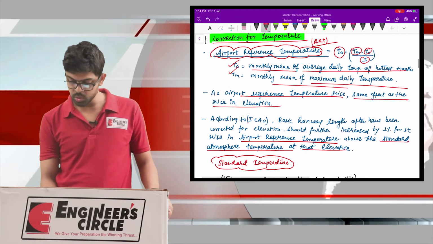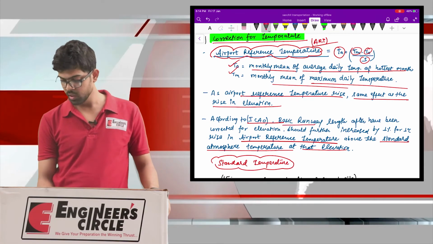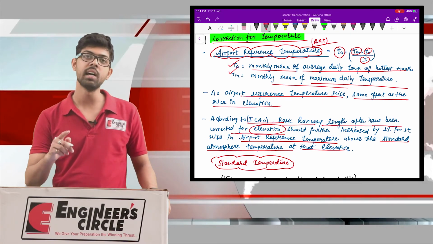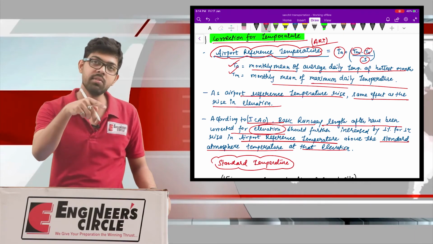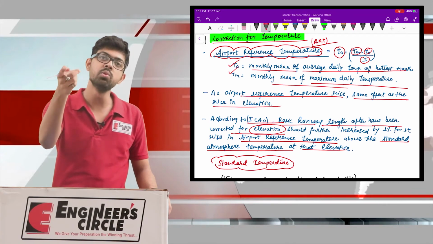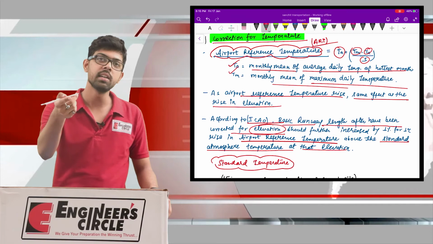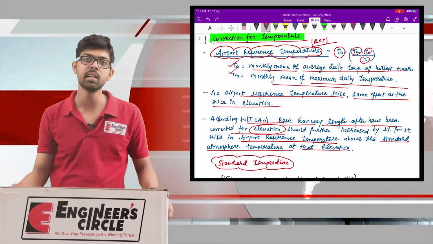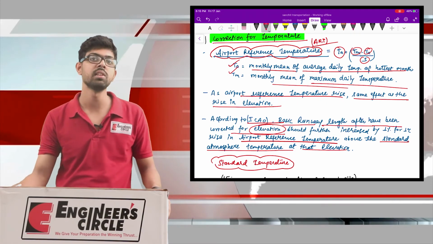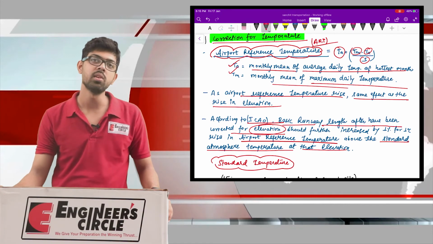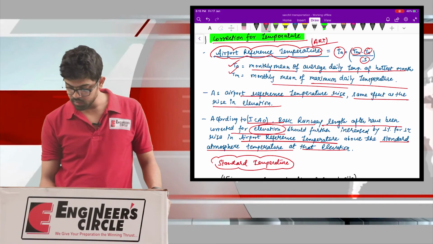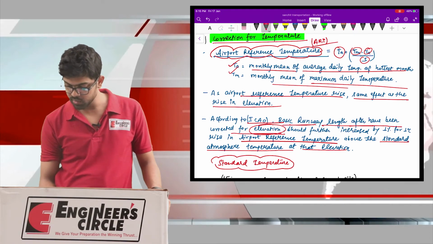According to ICAO, the International Civil Aviation Organization, you first apply the correction for elevation to the basic runway length. Whatever new basic runway length you get after applying the correction for elevation, on that length you will apply the correction for temperature. So the correction for temperature is applied after the correction for elevation in our basic runway length.